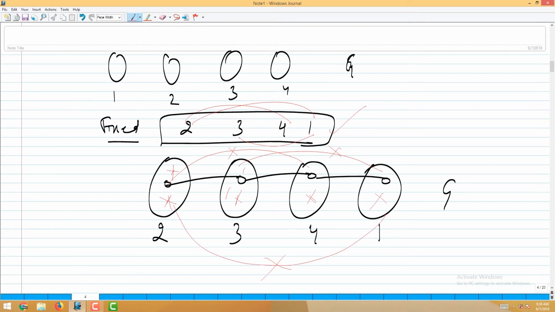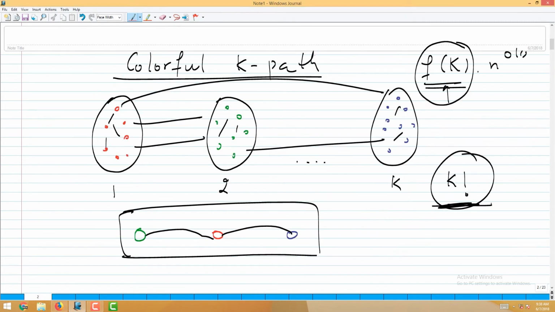And if in the DFS tree I get a path of length 4, then I know that it corresponds to a path that respects this ordering, because I was doing the DFS starting from a vertex of 2. So what have we done? We wanted to solve the colorful k-path problem. For that, we are looking at a path where all the vertices get different colors. To find such a path, we said let us guess the order in which the colors of the path that we are looking for appear.